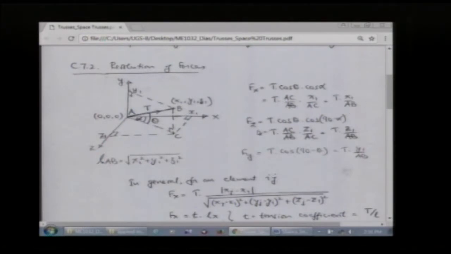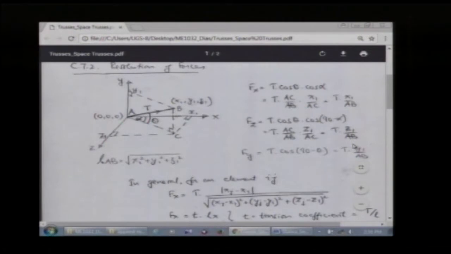Similarly, if you go to z, this part will be the same. First of all, you take the horizontal component T cos theta. Now here, if this is alpha, this will be cos of 90 minus alpha, or sin alpha, right? So AC divided by AB will remain the same, and here cos of that angle will be z1 divided by AC. Once again the AC will cancel and you will get T into z1 divided by AB.